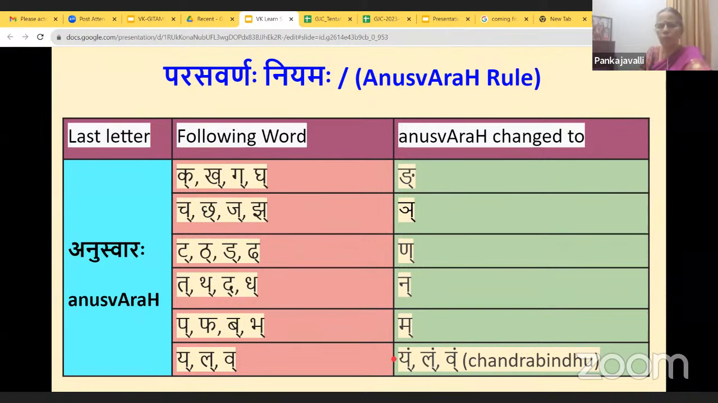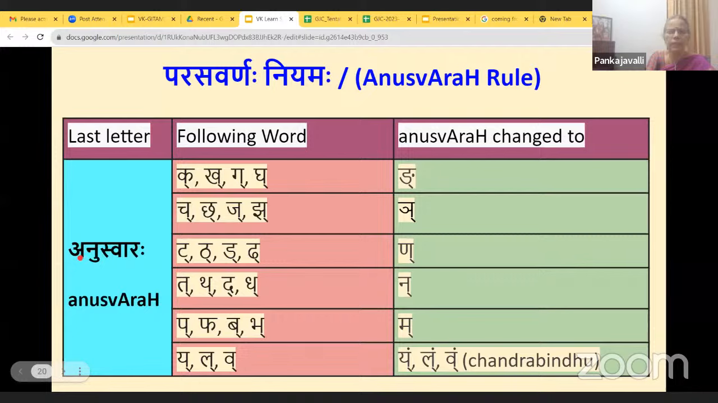Pangum langhayate girim. So, pangul langhayate, the anunasika should come there. Pangul langhayate girim, that comes. Anunasika will come. For ya, la, va, they are doubled, so the same la and va will come. So, you should know the anuswaraha, how it changes.